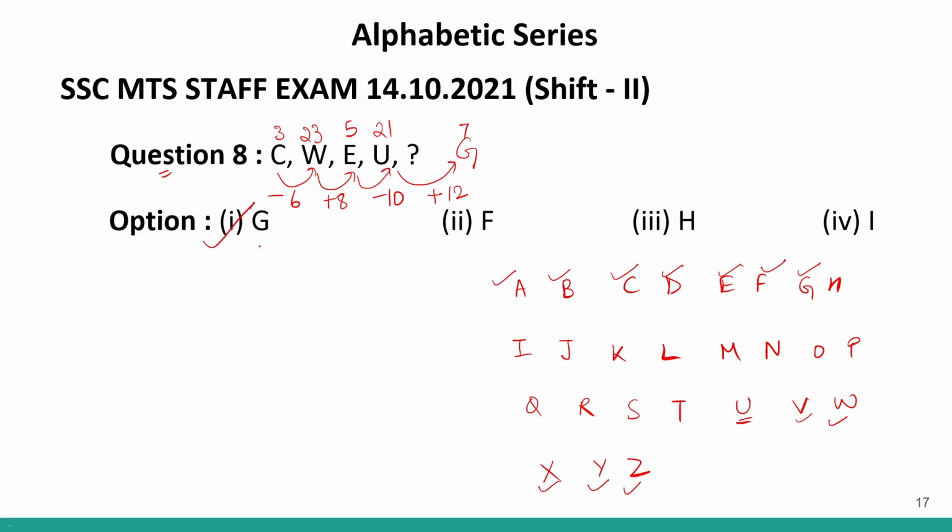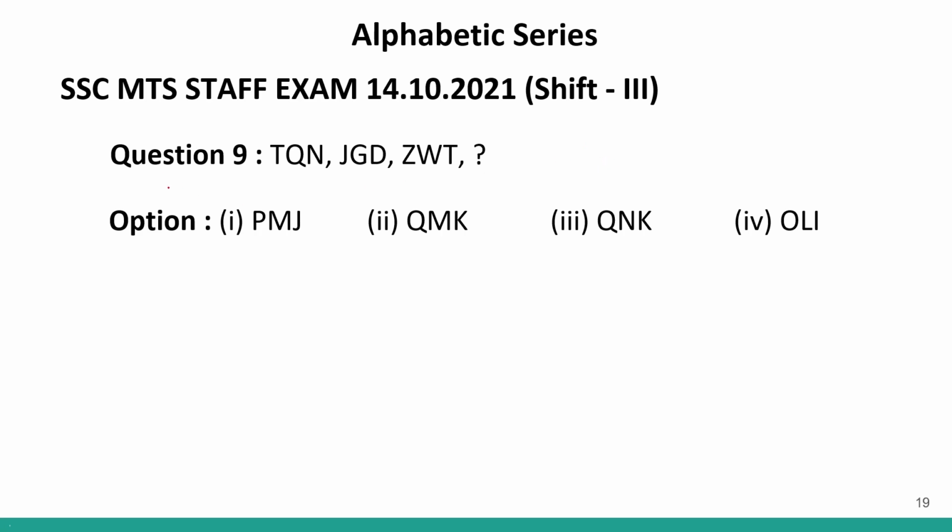Okay? Now let us look at question number 9. So question number 9, again a series is given to us and we have to find the missing element. So if I look at the series, T is 20, J is 10 and Z is 26. Correct? So this is basically minus 10 and this is plus 16. So now I have to see whether we can do the same pattern. So instead of going forward, can I go backwards?